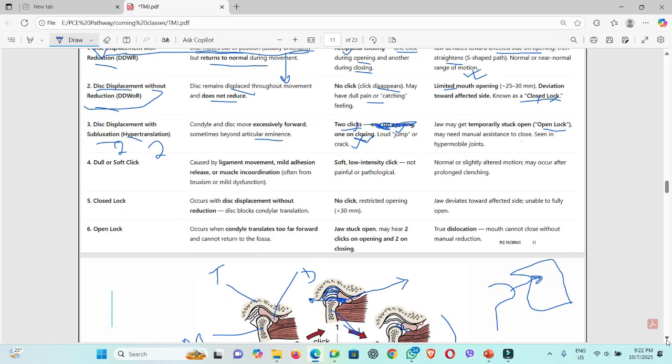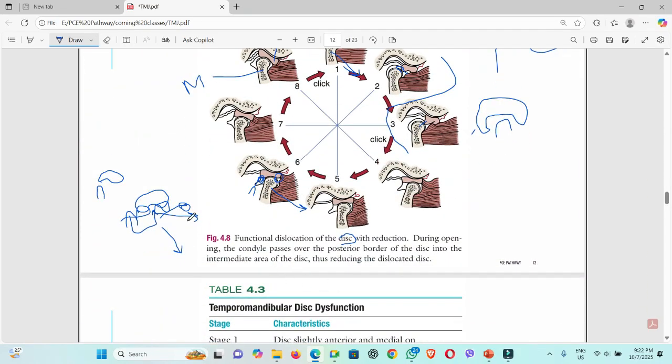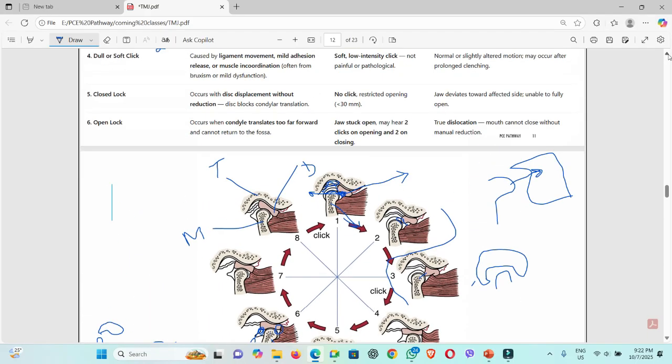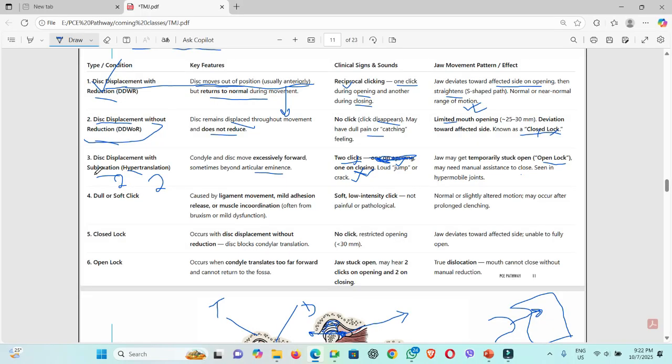Two clicks while opening, we got it, right, because it has reached here. Now when coming back, when the person starts closing the mouth, this condyle has to jump off this bump, and one click when it reaches here and reduces, right? It will continue to come back and it has to jump across this bump, where the condyle will remain here and the disc is displaced as the name says. So there will be disc displacement with subluxation. There will be two clicks while opening and two clicks while closing.